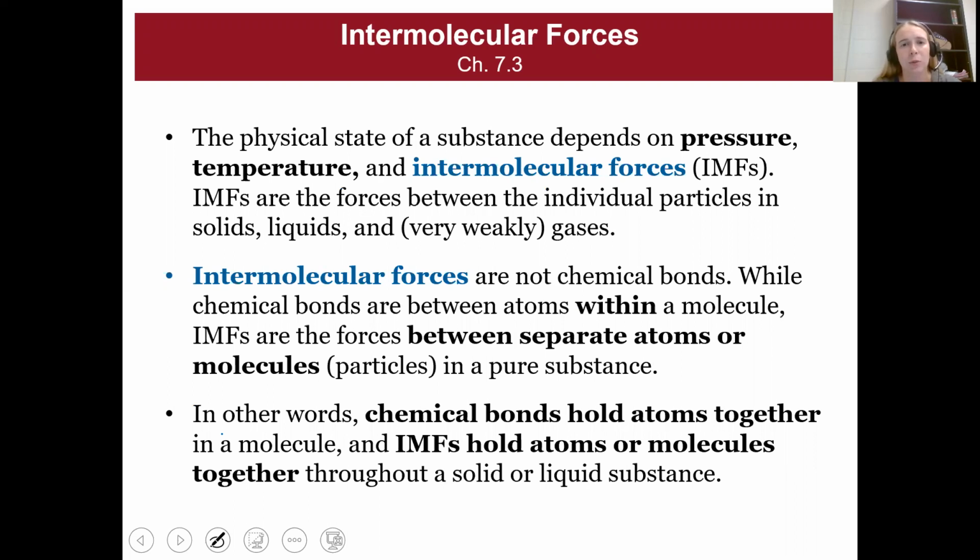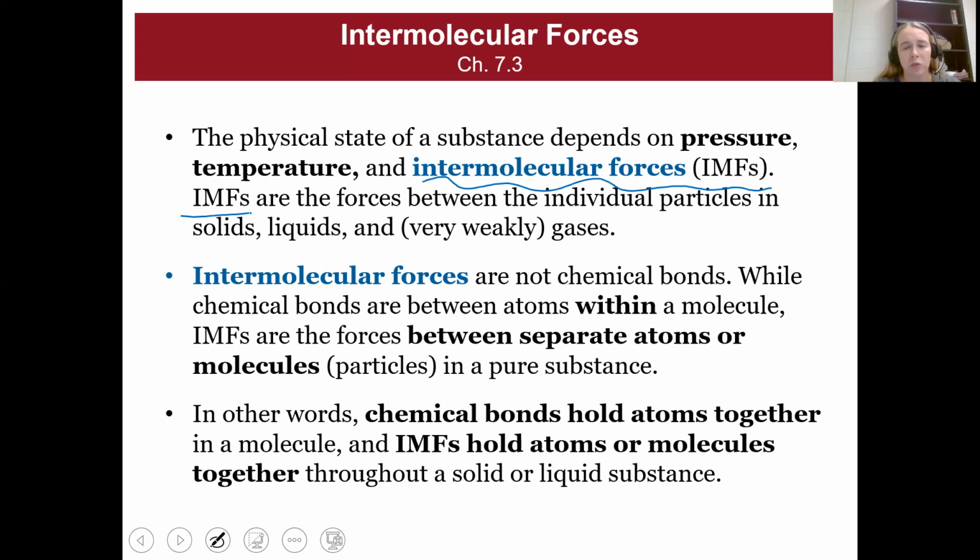So we're going to talk mostly about intermolecular forces. Pressure and temperature are important, but they are related to the intermolecular forces, so we're going to focus on that. Intermolecular forces are the forces between individual particles in solids, liquids, and very, very weak intermolecular forces in gases. Intermolecular forces I call IMFs.